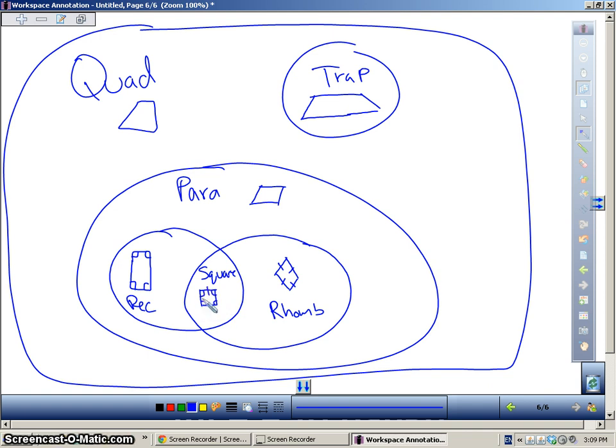So if we were to classify a square, it would be a square, a rectangle, a rhombus, a parallelogram, and a quadrilateral, but not a trapezoid, because a trapezoid has 2 sides that are not parallel. A square does not have 2 sides that are not parallel.